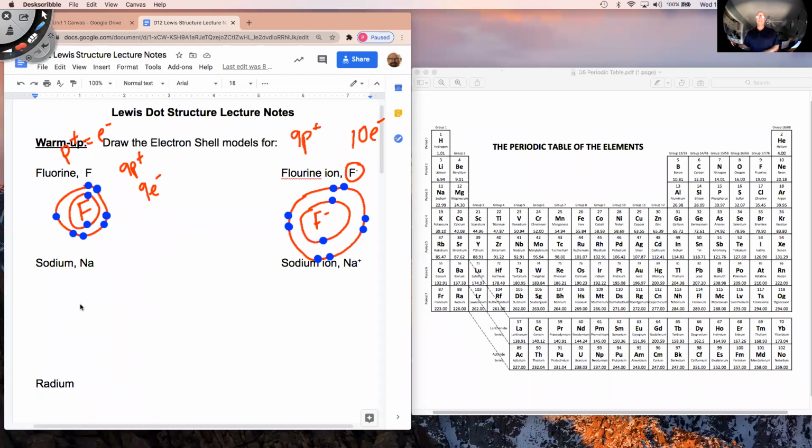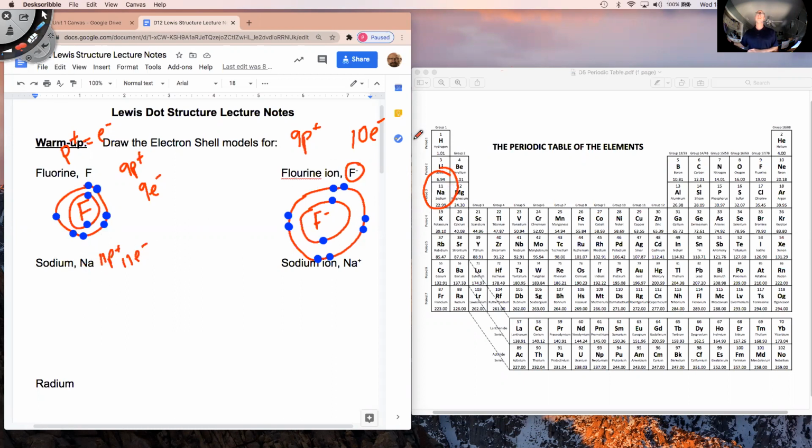So at this juncture, we're going to be working with sodium. So what do we have for sodium? Sodium is going to be right here. So sodium has 11 protons, all right? And since we're neutral, it has 11 electrons because there's no charge.